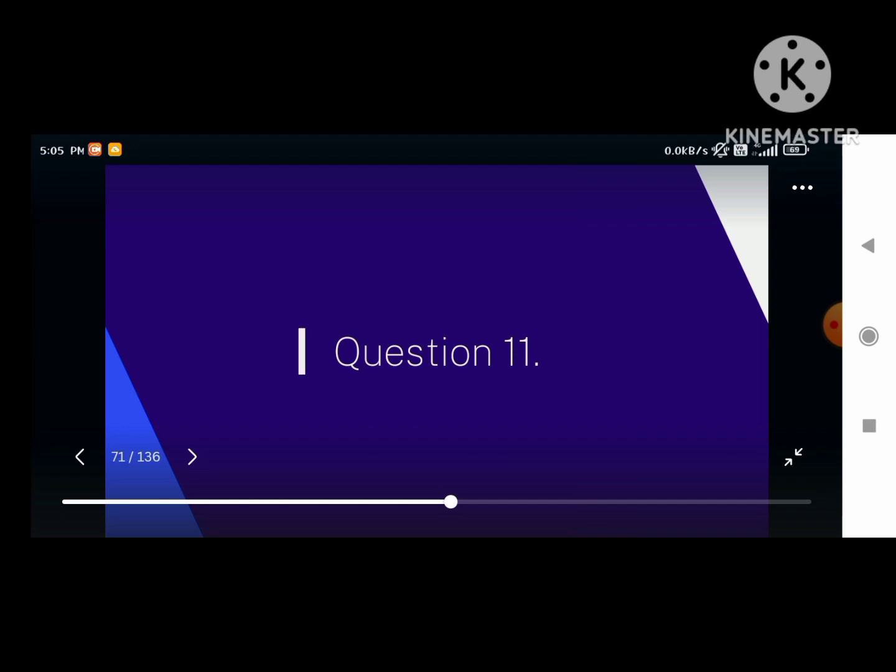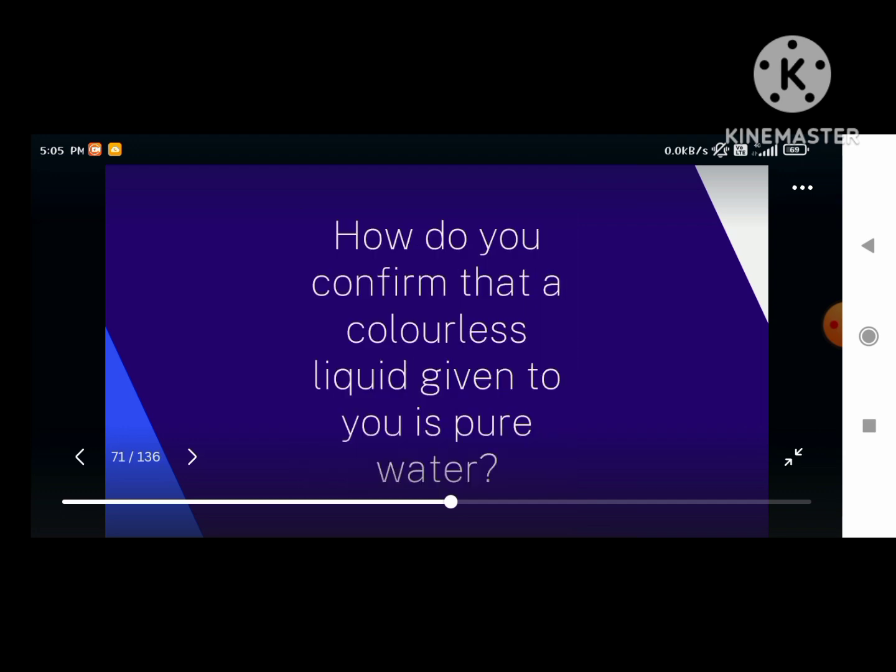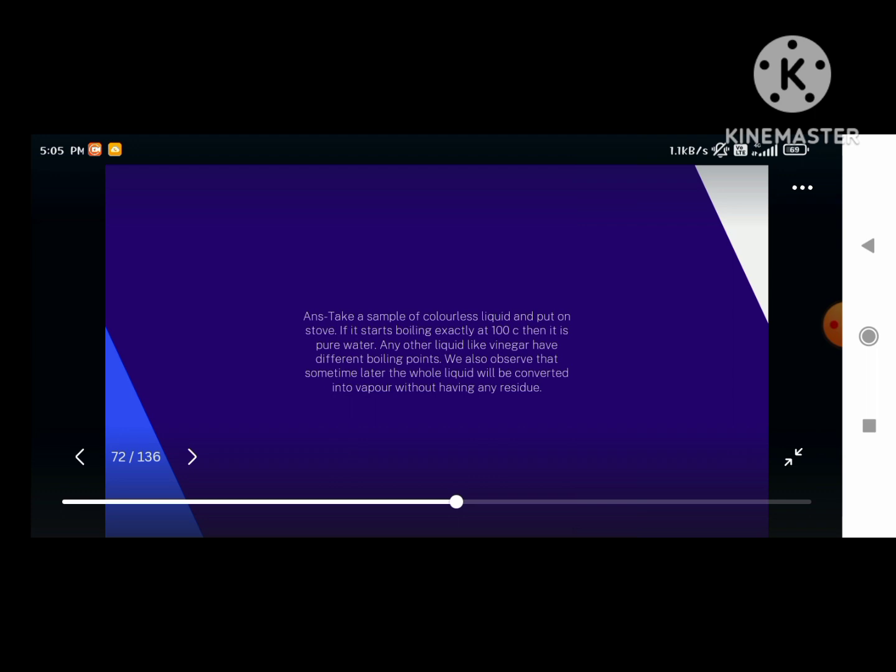Question number 11. How do you confirm that the colorless liquid given to you is pure water? Take a sample of the colorless liquid and heat it. If it starts boiling exactly at 100 degrees Celsius, then it is pure water. Any other liquid like vinegar has a different boiling point. We also observe that after some time the whole liquid will be converted into vapor without leaving any residue.